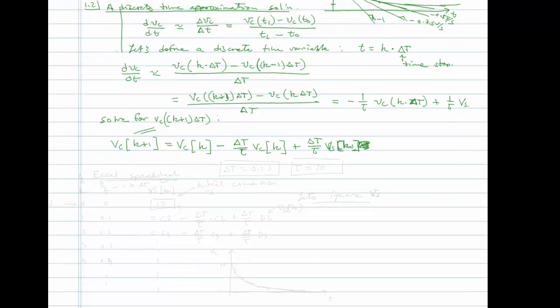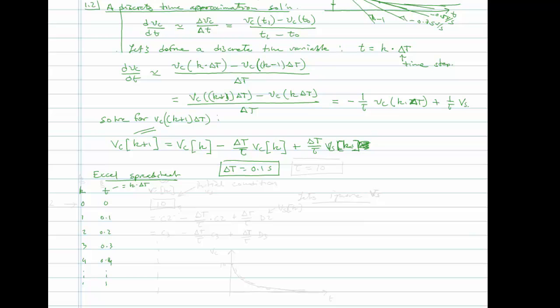So let's say that you had an Excel spreadsheet, and we had a column called time, and maybe this is some index k, and we'd have 0, 1, 2, 3, 4, and so on. Somewhere over here we define delta t, and let's say that was 0.1 seconds for now. So t here is going to be equal to k times delta t. So it'll be 0, 0.1, 0.2, 0.3, 0.4, etc.